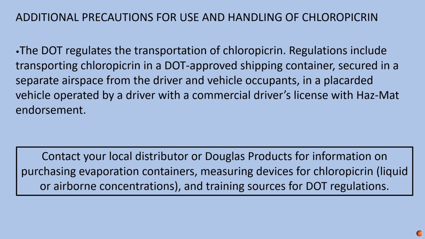Additional precautions for use and handling of chloropicrin. The DOT regulates the transportation of chloropicrin. Regulations include transporting chloropicrin in a DOT-approved shipping container secured in a separate airspace from the driver and the vehicle occupants, in a placarded vehicle operated by a driver with a commercial driver's license with hazmat endorsement. Contact your local distributor or Douglas Products for information on purchasing evaporation containers, measuring devices for chloropicrin, liquid or airborne concentrations, and training sources for DOT regulations.